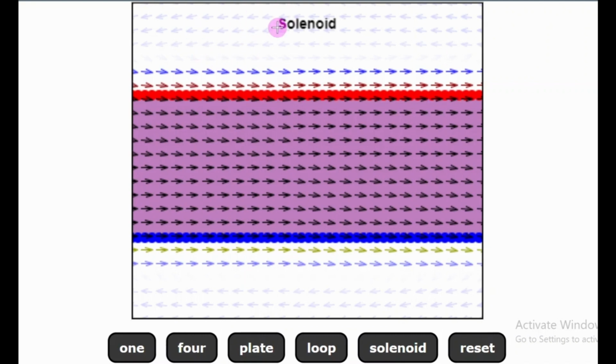So up to here, we have mastered the concept of the magnetic field lines, the magnetic field around the current carrying conductor. Whether that conductor is one, two or four, or makes a sheet, or a solenoid-like shape, or a loop, the magnetic field lines will be different for each scenario.